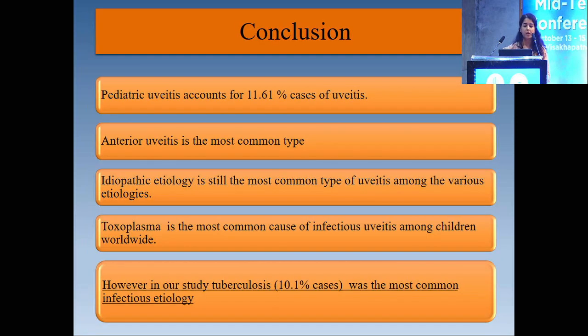So to conclude, pediatric uveitis accounts for 11.61% of cases of uveitis. Anterior uveitis is the most common type. Idiopathic etiology is still the most common among the various etiologies. Toxoplasma is the most common cause of infectious uveitis among children worldwide. However, in our study, tuberculosis, that is 10.1%, was the most common etiology.